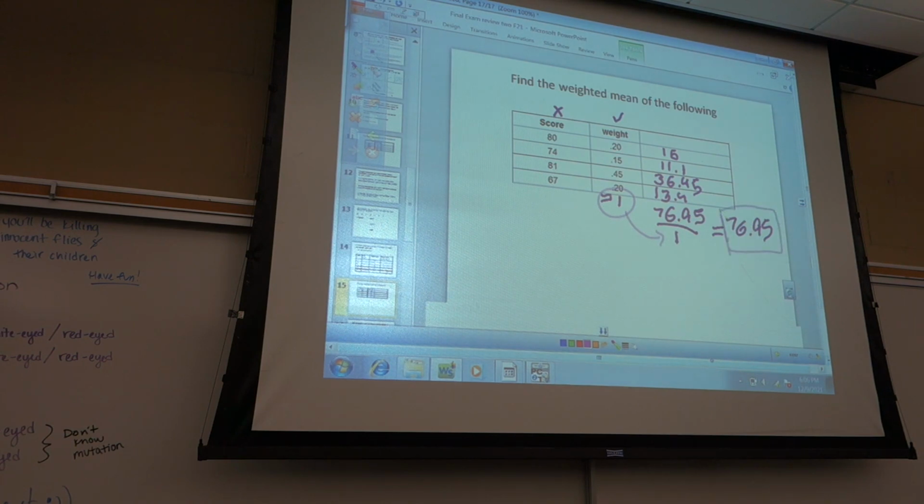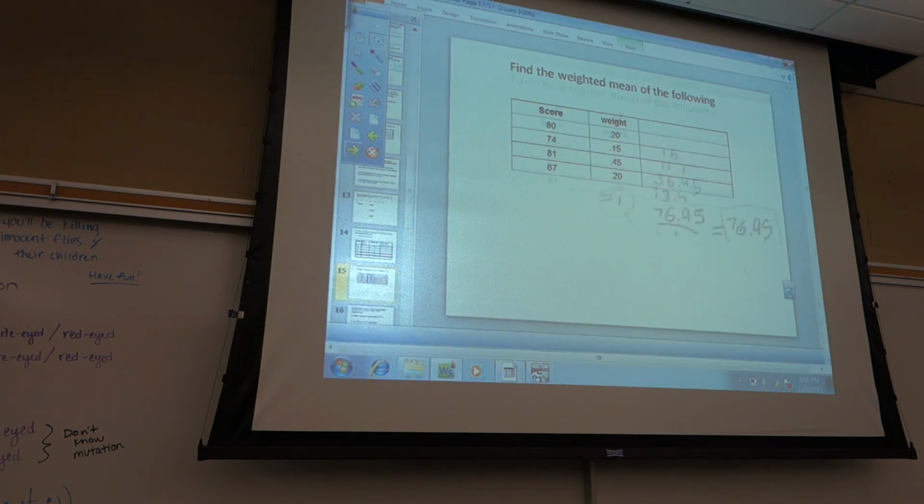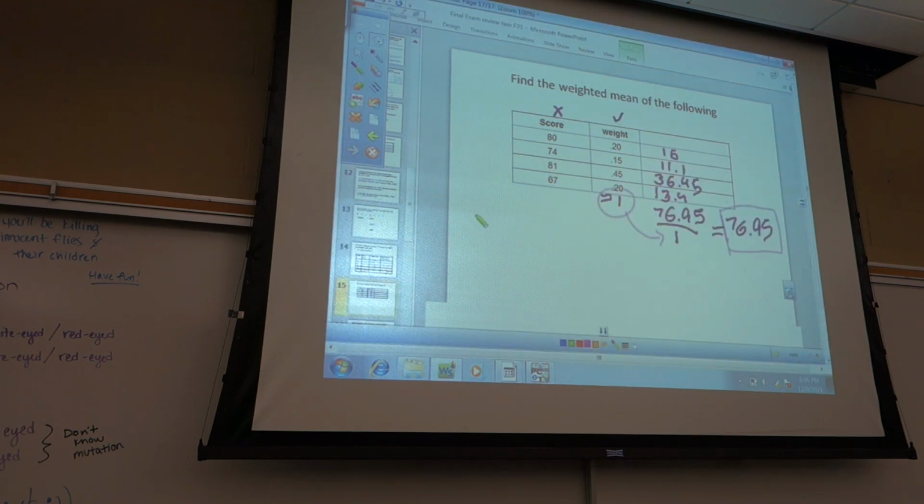Good. Makes sense? You always divide by the sum of your frequencies or the sum of your weights. Does this make sense for people? Yes. All right. So really, I wouldn't stare at it. Make sure you understand what's going on. Multiply every score by its weight, and divide by the sum of the weights, or the sum of the frequencies.